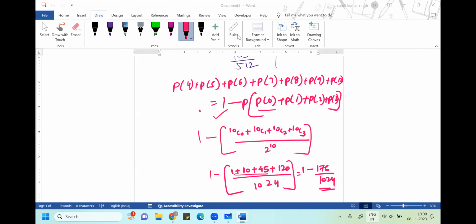You all understand what at most and at least mean. At most 3 heads means 0 head plus 1 head plus 2 head plus 3 head. At least 3 heads means 3 head plus 4 head plus 5 head plus 6 head plus 7 head plus 8 head. Understanding the sequence, right, everyone?